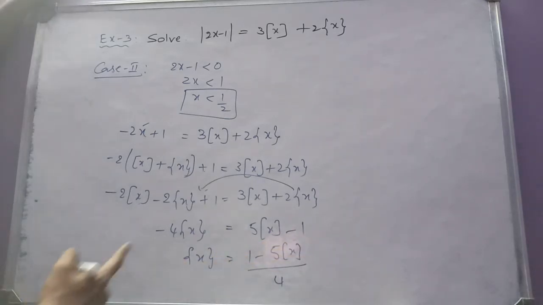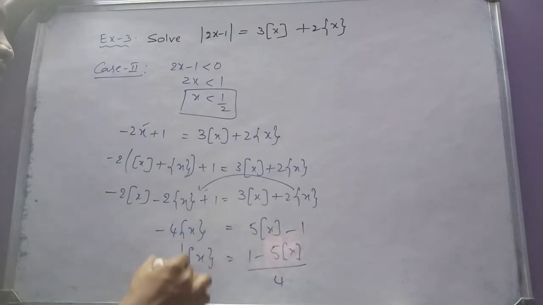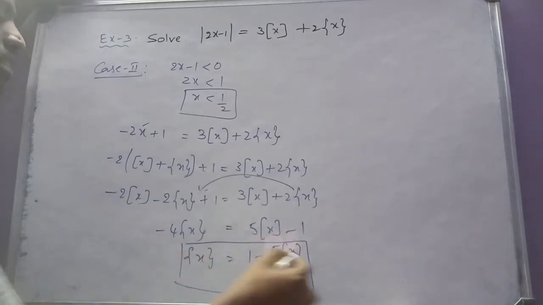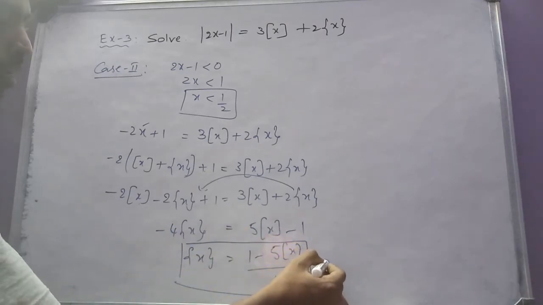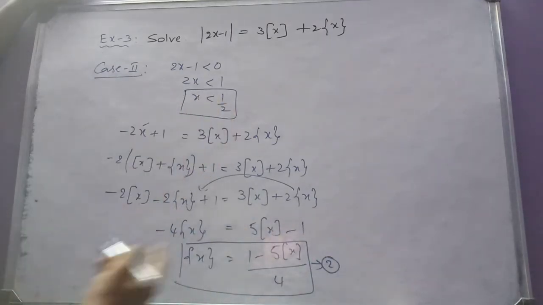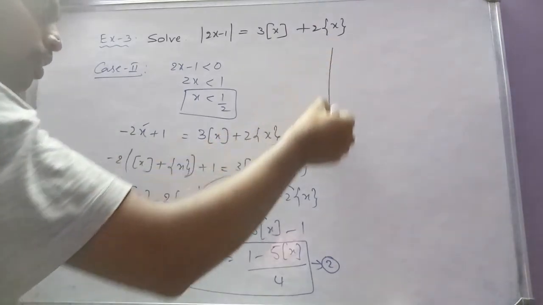I have divided by minus 4 on both sides and I got this. Remember this, this is the main equation of this problem. Equation number 2, or equation number 1, whatever it is. And we will use the property of fractional part.